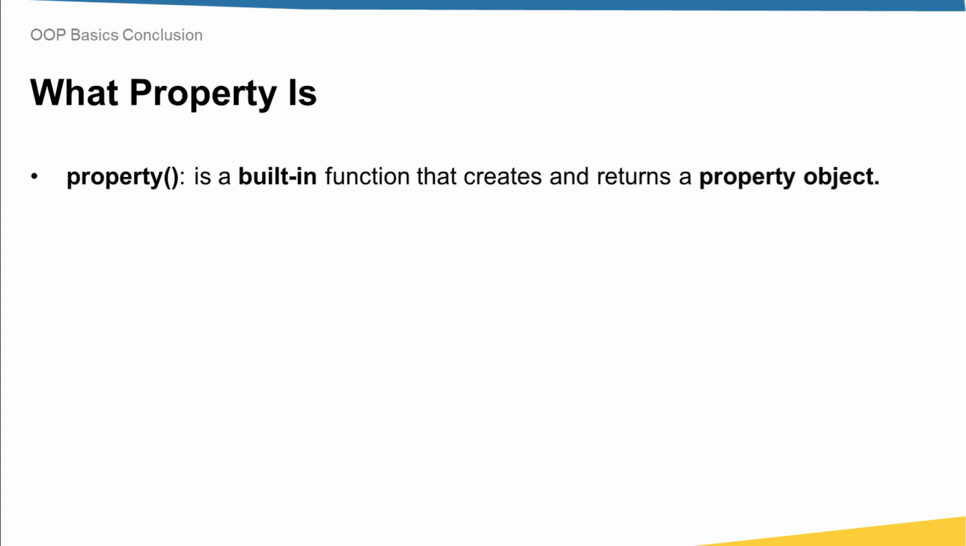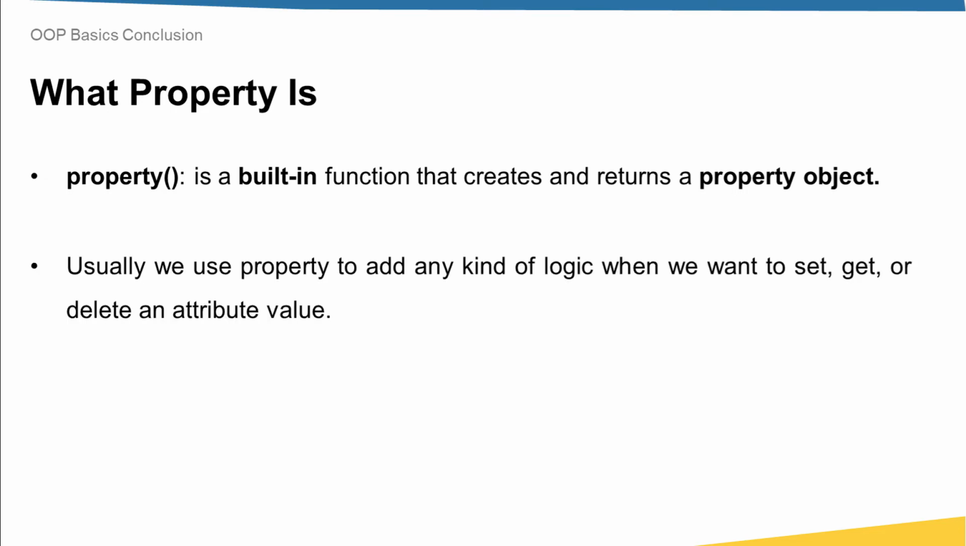After that, we learned about property, and we saw that sometimes we need a way to do a kind of pre-processing when we want to get, set, or delete an attribute. In order to do that, we define a property. To define a property, we use the property function, which is a built-in function that creates and returns a property object. As I mentioned, we use property to add any kind of logic when we want to set, get, or delete an attribute value. And keep in mind also, there is another way to define a property, which is the property decorator.